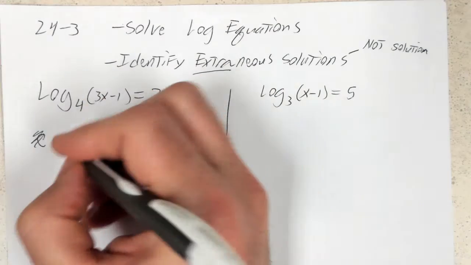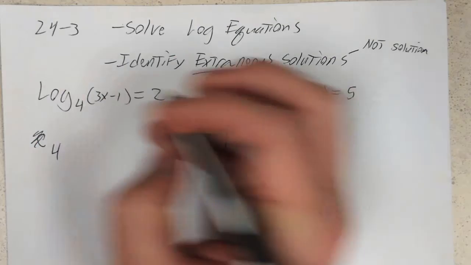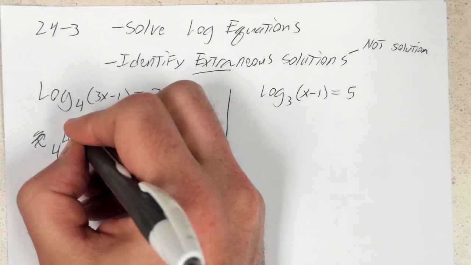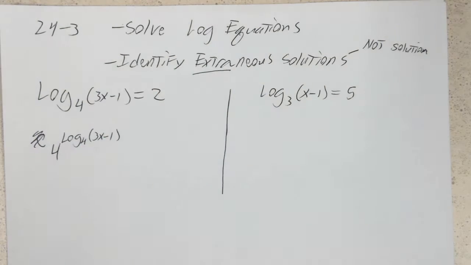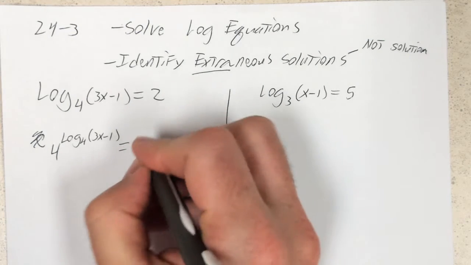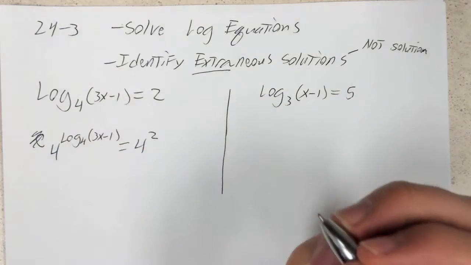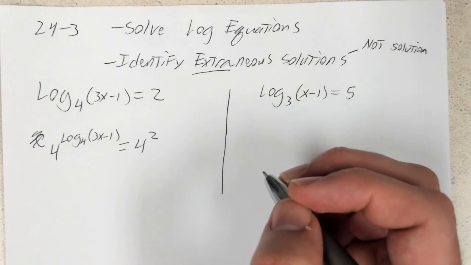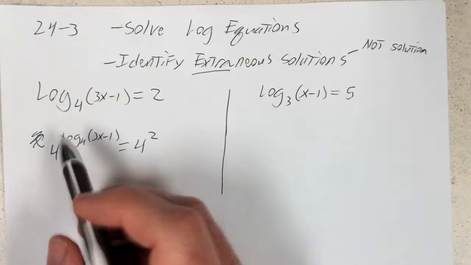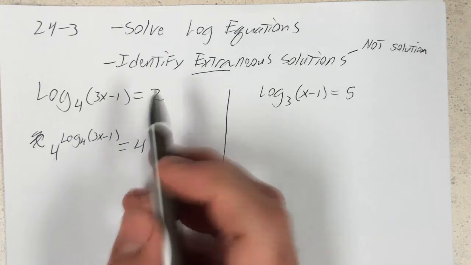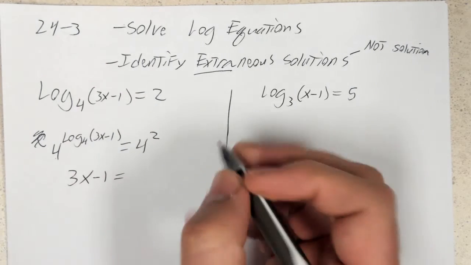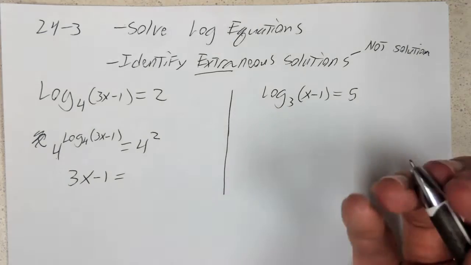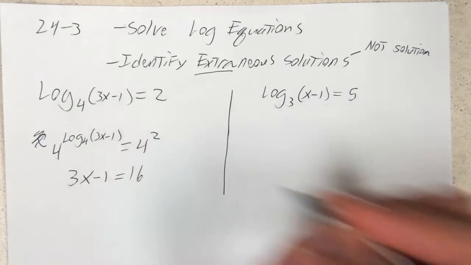Why did I write an e? The base 4. So 4 to the power of log base 4 of 3x minus 1. And then whatever you do to the left side, you got to do to the right side. So that equals 4 to the power of 2. And 4 to the power of log base 4, that's going to cancel out, and we're going to have 3x minus 1 is equal to, and we could write 4 squared, but let's just go ahead and do 4 squared is 16.